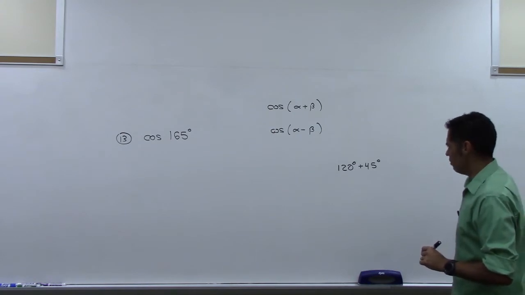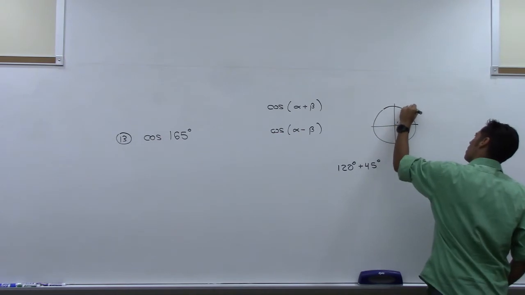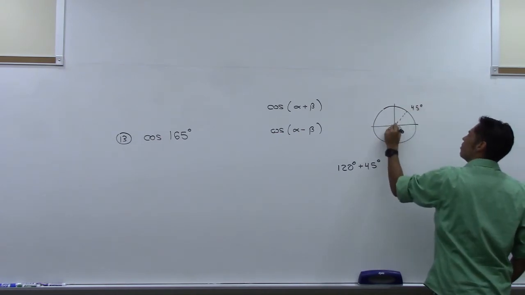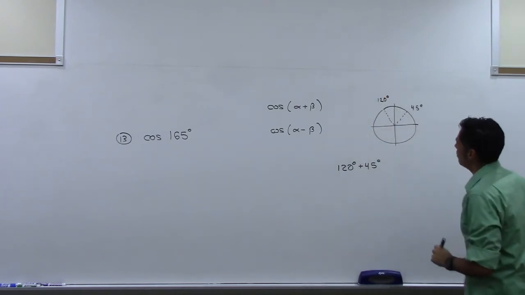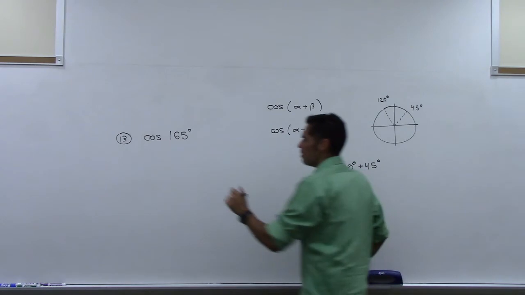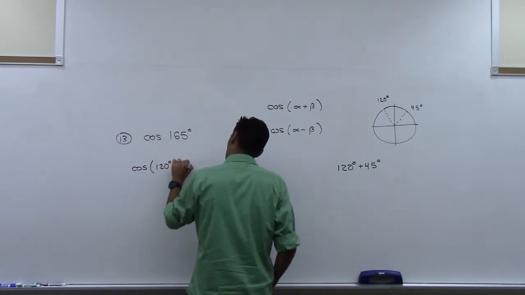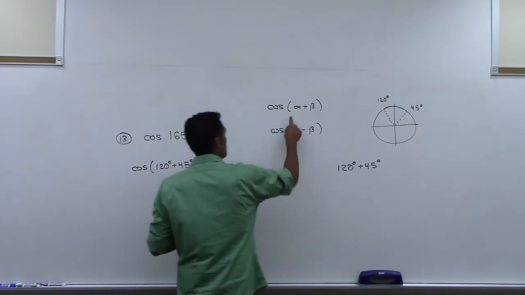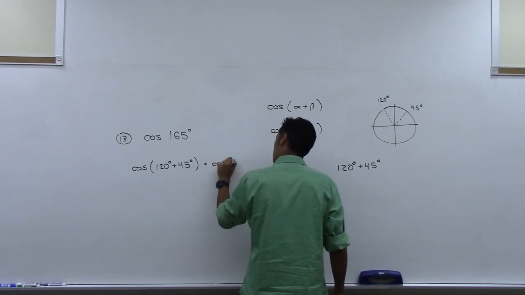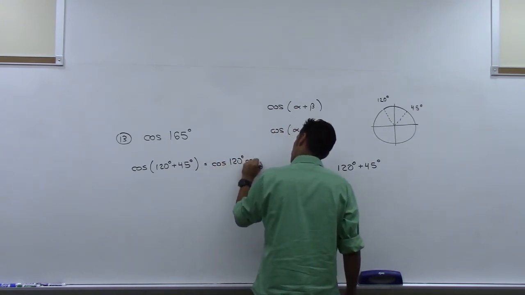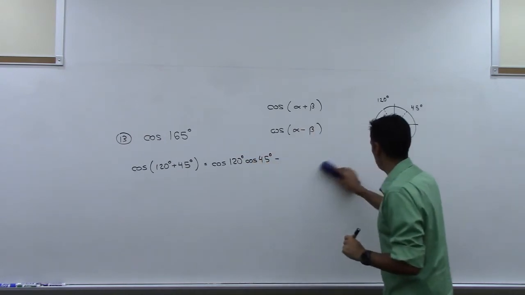So I do know that. This is, let's see, 45 degrees is right here. It's 45 degrees. And then 120 is right there. That's 120 degrees. So I should be able to use those two angles. So I'm going to rewrite this as cosine of 120 degrees plus 45 degrees. And according to the formula for cosine of alpha plus beta, this should be cosine 120 times cosine 45. Then minus, it's very important on the cosine, it's the opposite.